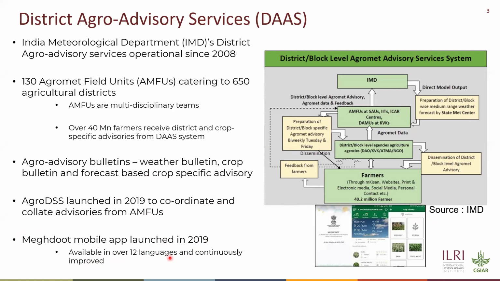In fact, in 2023, some part of the Digital Innovation Initiative was also used to further improve the AgroDSS platform and the Meghdut app, right? So the Meghdut app basically is a pan-India app which links with the AgroDSS platform and brings the benefit of India's AgroDSS platform to the farmers in the country, right?